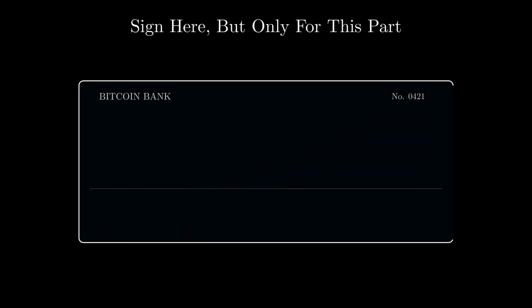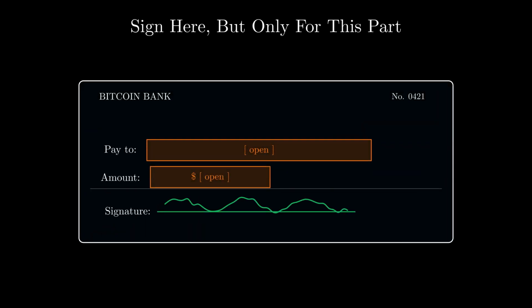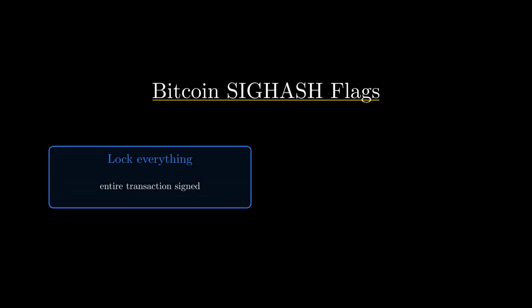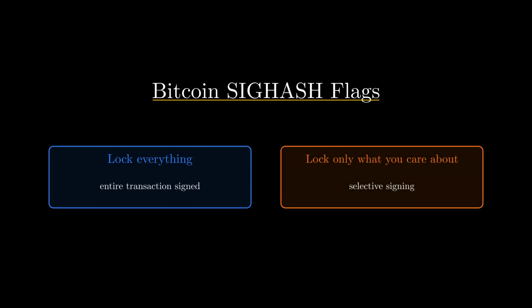Imagine signing a blank check and handing it to a stranger. The moment they fill in the wrong amount, the check self-destructs. That's roughly what Bitcoin's SIGHASH flags let you do. A signature can lock the entire transaction, or just the parts you care about.